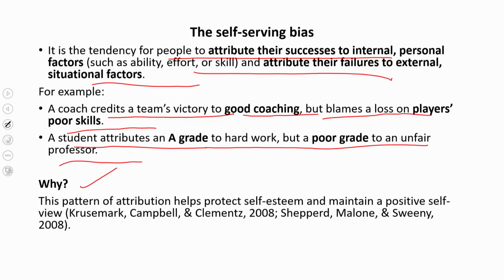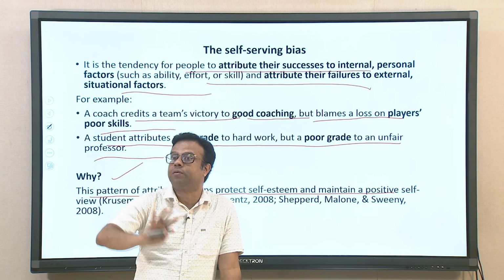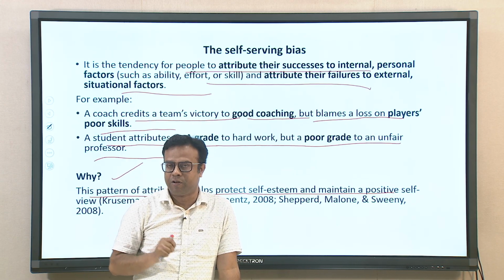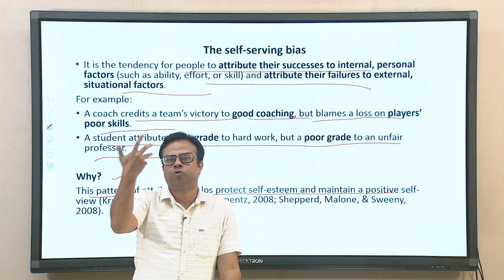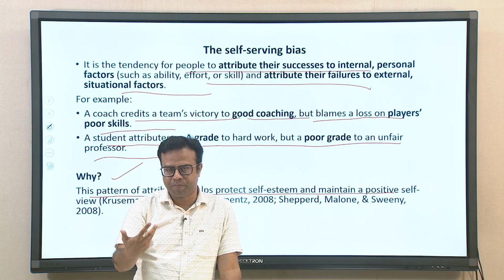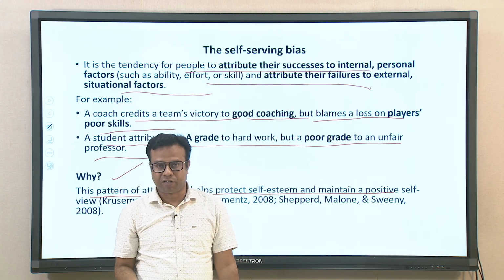Why does this happen? This pattern of attribution helps protect self-esteem and maintain a positive self-image. We do this to protect our self-image, self-esteem, because when we fail, we say I have not failed, I have failed because of somebody else or some other reasons. So, it protects your self-esteem. People tend to do this self-serving bias in order to protect their self-esteem and self-image.